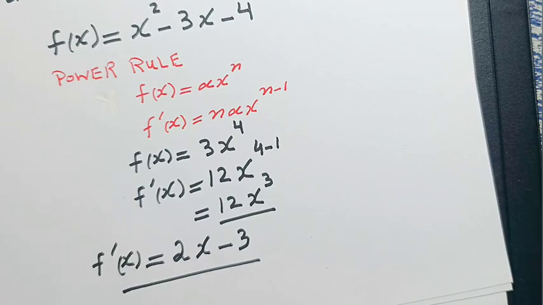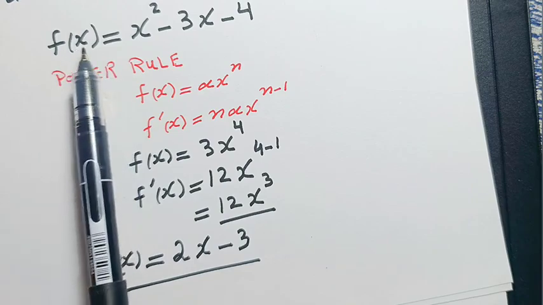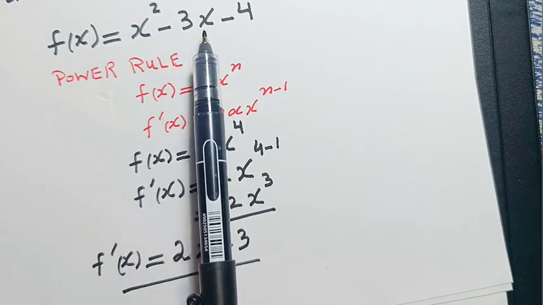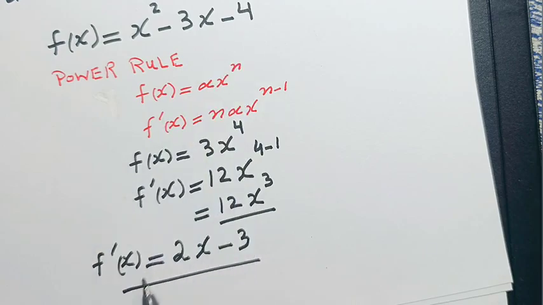So the question, when they ask you in the exam to determine the first derivative from first principles, if f of x is x squared minus 3x minus 4, first what you do is apply the power rule.